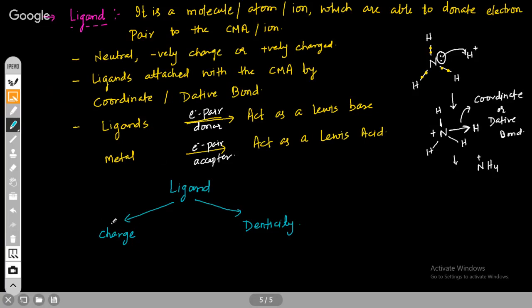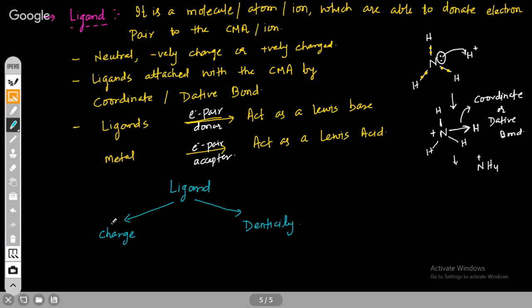Charge also you should know, that is, what is the charge present on the ligand, because later on we'll see we have to find out the oxidation number of metal in the given complex. Okay, we need to find out the oxidation number of metal, and to find that out you must have the information of the charge on the ligand, whether it is negatively charged, positively charged, or neutral. All this information you should have. Then only you can find out the correct oxidation state. That's why this is important.